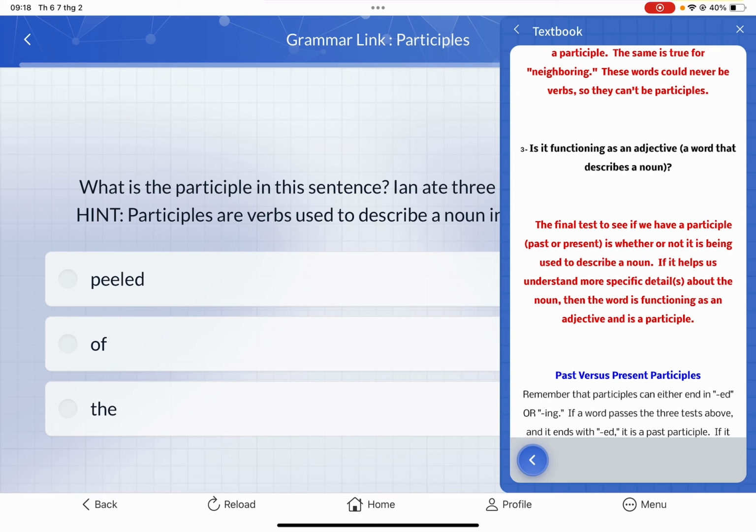Third, the last question we need to ask ourselves is: is it functioning as an adjective, or as a word that describes a noun? The final test to see if we have a participle is whether or not it is being used to describe a noun. If it helps us understand more specifically about the noun, then the word is functioning as an adjective, and it is a participle.